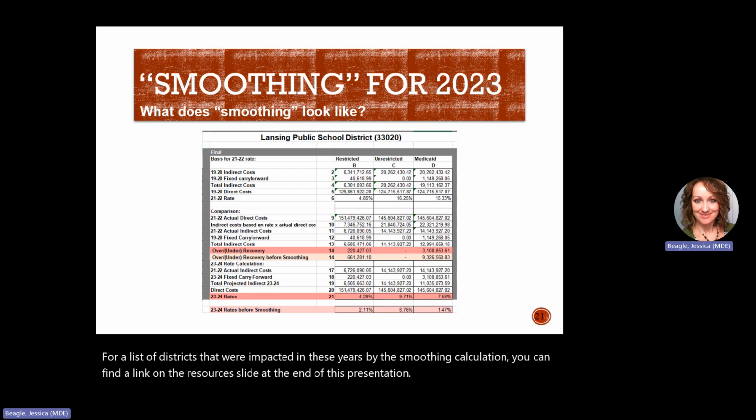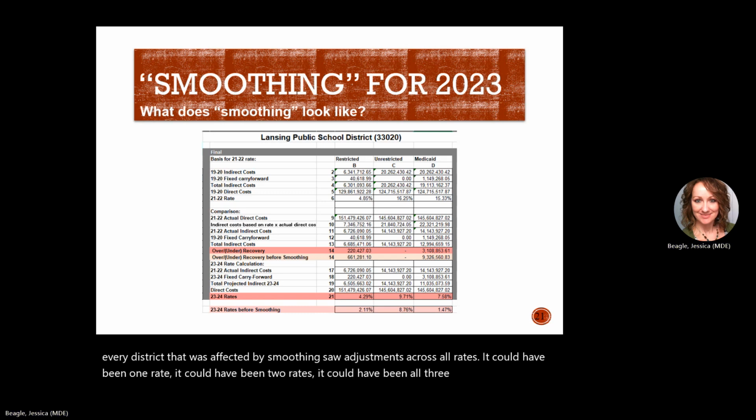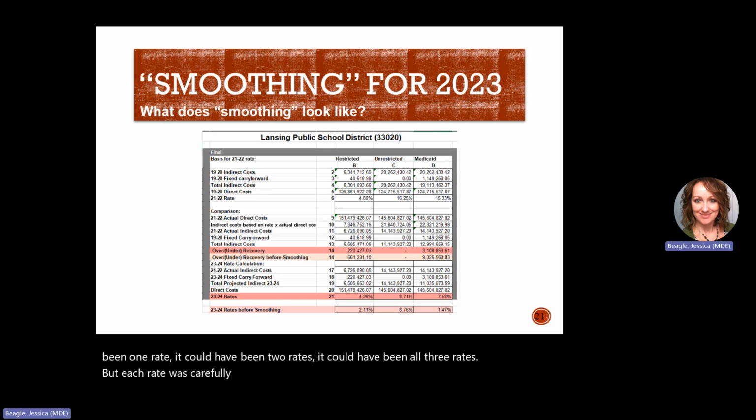And here is just an example of how the smoothing was applied to each rate. Important to note again that not every district was affected by smoothing and saw adjustments, and not every district that was affected by smoothing saw adjustments across all rates. It could have been one rate, it could have been two rates, it could have been all three rates. But each rate was carefully reviewed individually.